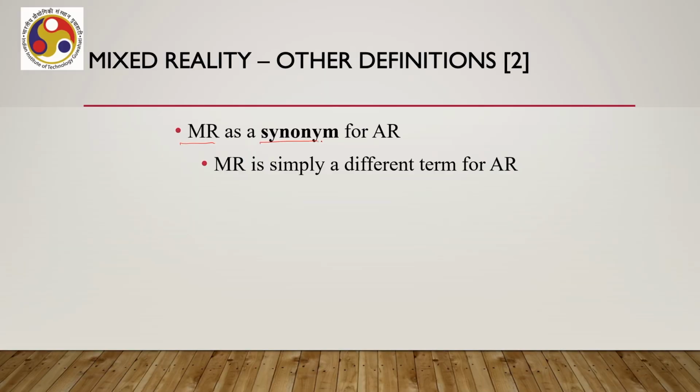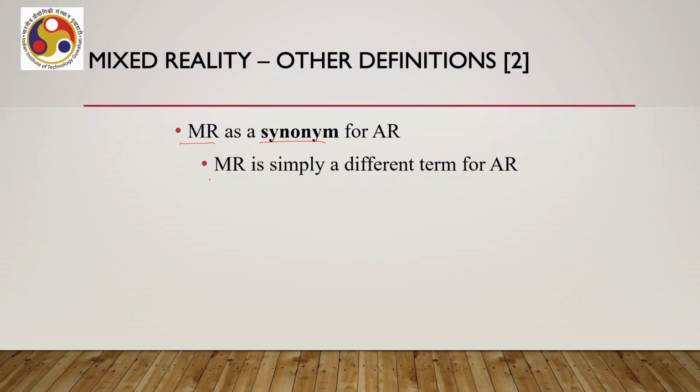Finally, many people have also used these two terms interchangeably. That means, MR is nothing but a synonym for AR. So, there is no confusion with this definition. If we simply assume MR and AR to be the same, whatever is MR, the same is AR. In both the cases, we are viewing reality, which is augmented or enhanced with digital content overlaid on our view of reality and with which we can interact. So, in other words, MR is simply a different term for AR. So, these are popular ways of defining MR, whatever we have discussed so far.